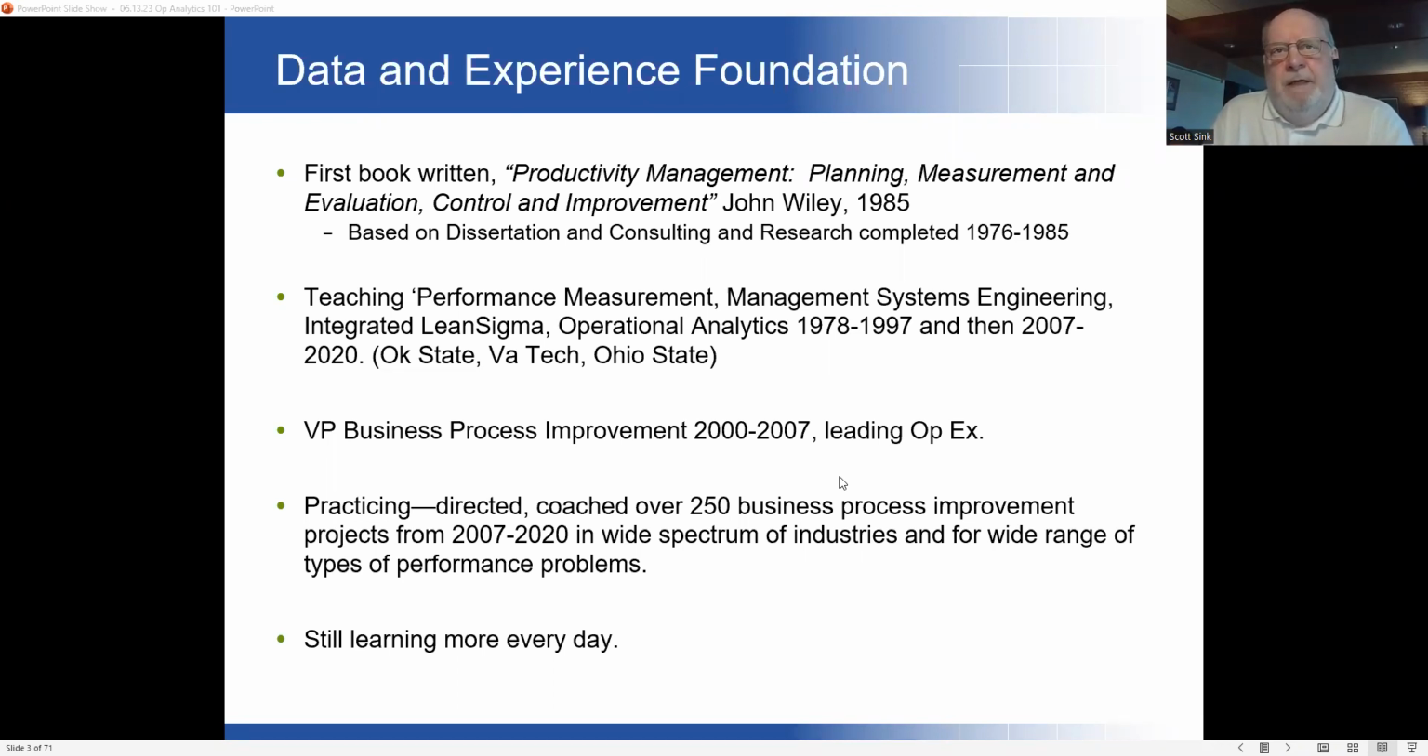Then I went on to teach at Oklahoma State, Virginia Tech, and Ohio State, and I was always teaching courses that related to management systems engineering. So measurement and analytics were always a part of that. And then most recently at Ohio State, from 2007 to 20, I ran the Integrated Lean Sigma Black Belt certification program that they had in that department.